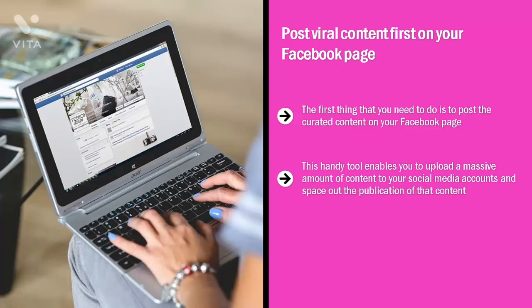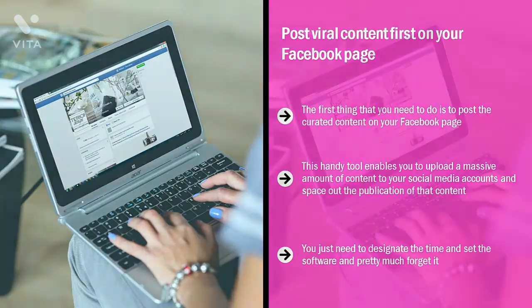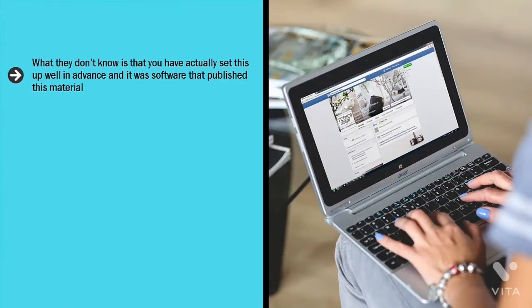You can also play around with the hashtags, comments, and titles. The great thing about Hootsuite is you don't have to babysit your social media accounts. You tell it when it should publish. You just need to designate the time and set the software and pretty much forget it. Once you have uploaded all your content, you can pretty much just sit back and let Hootsuite do its thing. When people visit your social media accounts, they get the impression that you're actively operating your account because you're publishing at a regular rate. What they don't know is that you have actually set this up well in advance, and it was software that published this material.